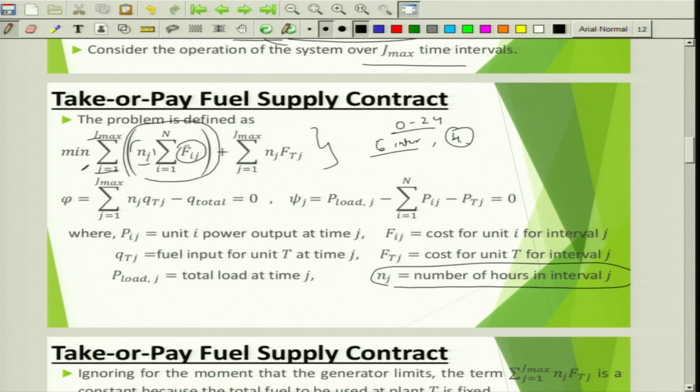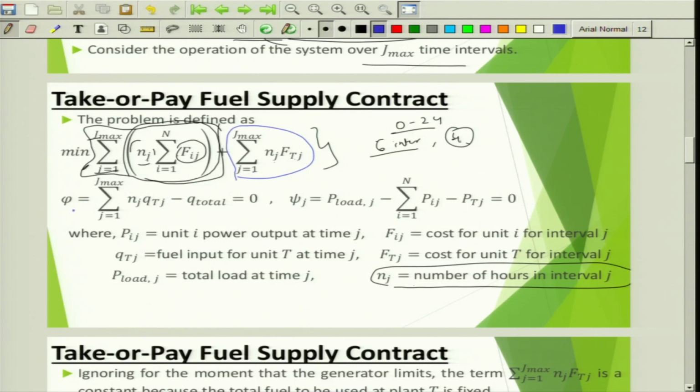So for the total number of generators, their fuel costs need to be minimized for each interval, right. Plus, this part of the objective function is with respect to the generators where there is no fuel constraint. Now here J is equal to 1 to J max Nj Ftj, right. I am just separating out both of them.